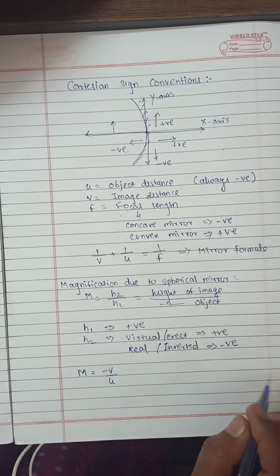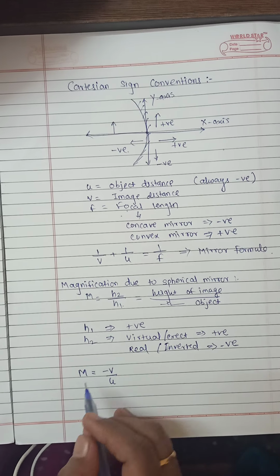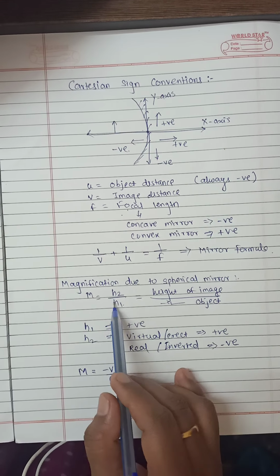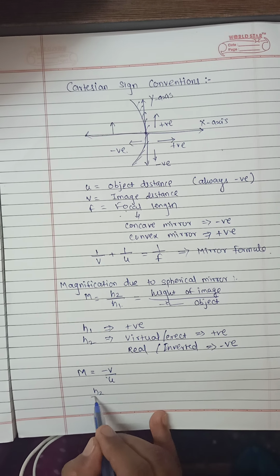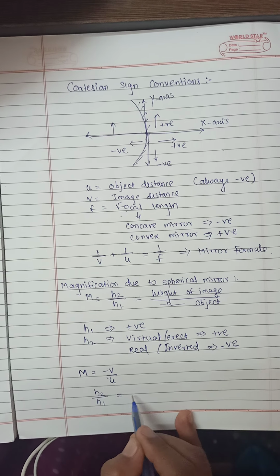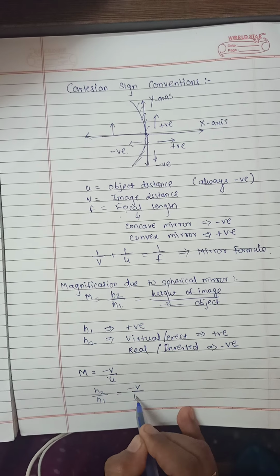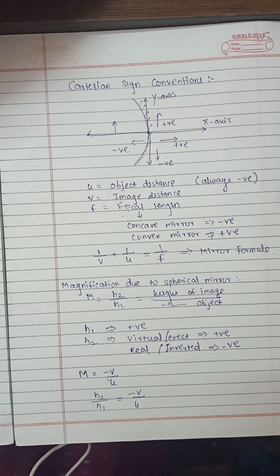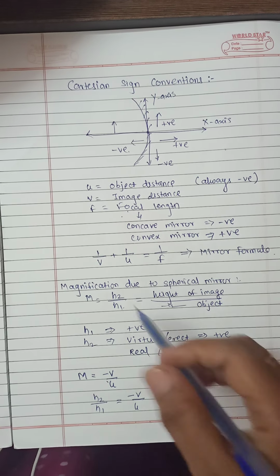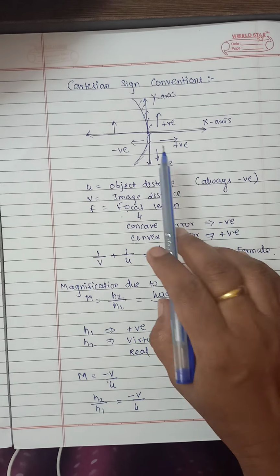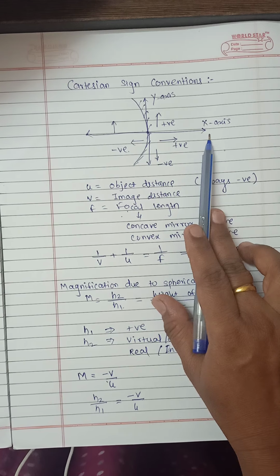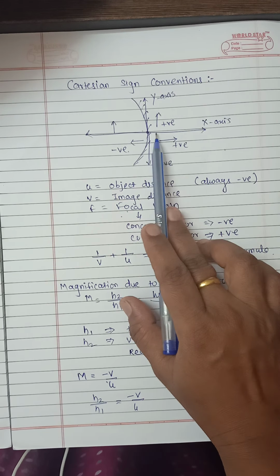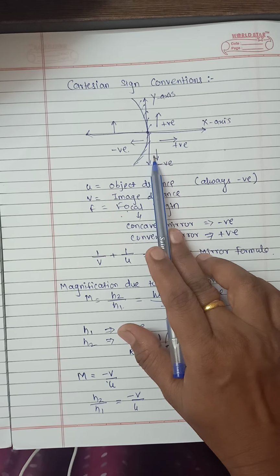For this formula the proof is not expected, so from these two formulas we can get one more formula: H2 upon H1 is equal to minus V upon U. So these are the sign conventions for the spherical mirror. The pole is the origin, the principal axis is the x-axis, and the perpendicular on the x-axis at the pole is the y-axis.